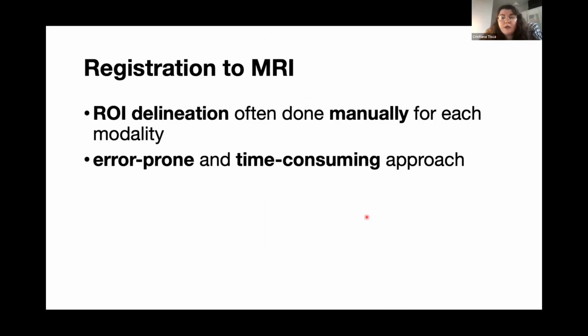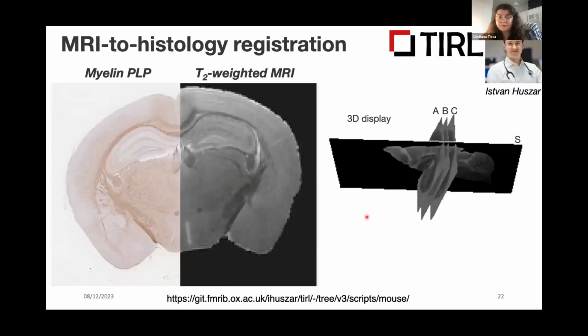Frequently in MRI histology analysis, ROIs are delineated manually, separately for each modality. And this is, again, an error-prone and time-consuming approach. We therefore want automatic co-registration between MRI and histology, which further gives us the ability of resampling automatically derived ROI segmentations from MRI data into the histology native space.